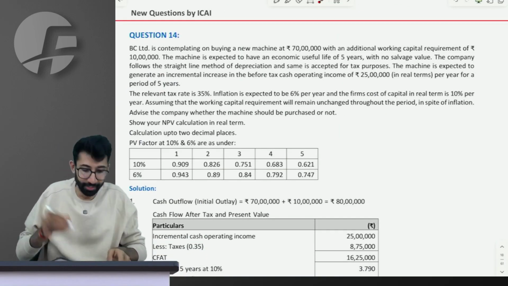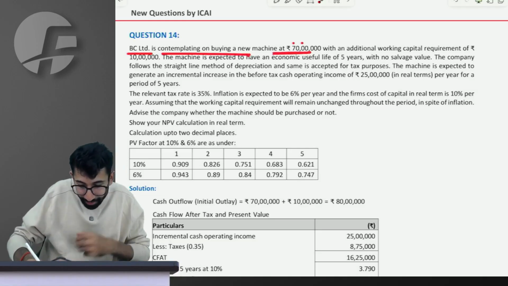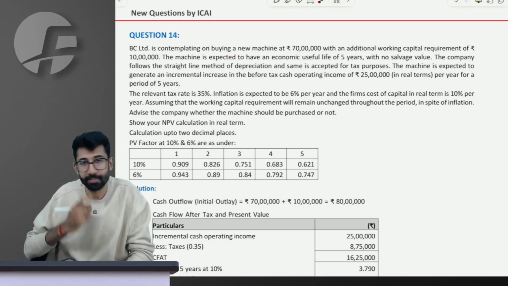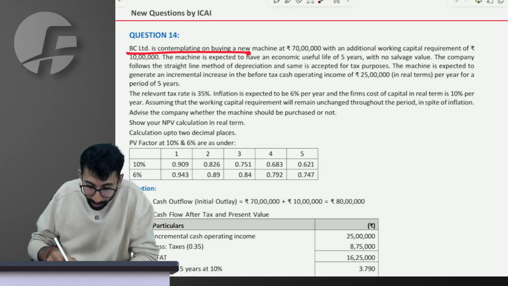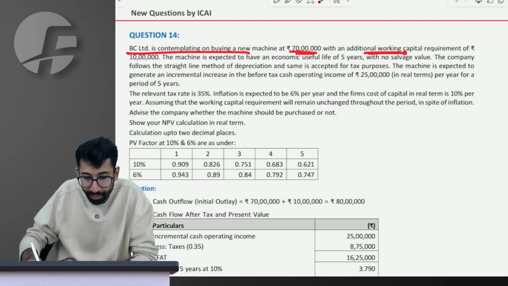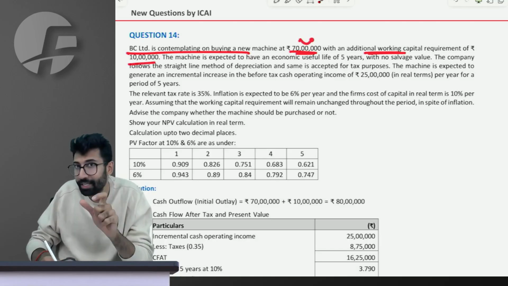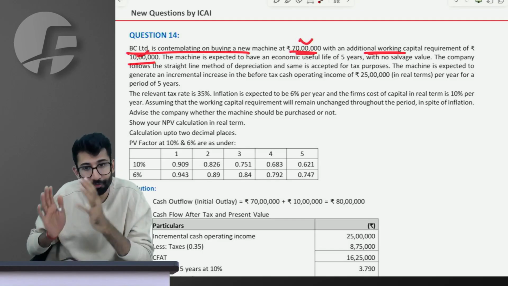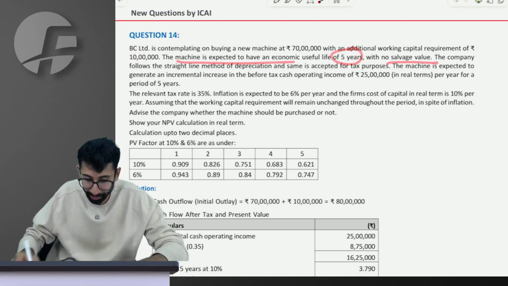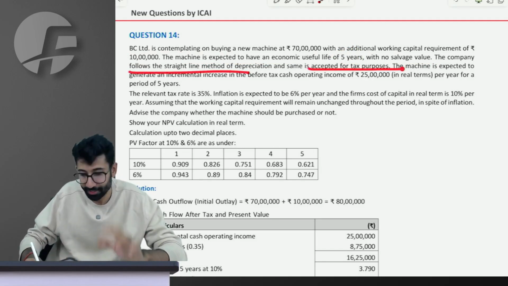What does it say? BC Limited is contemplating buying a new machine at 70 lakhs with additional working capital requirement of rupees 10 lakhs. So I need to invest 70 lakhs in a new machine, and additional working capital of 10 lakhs is required. Machine is expected to have a life of 5 years, no salvage value, fine. Company follows the SLM method, and it is there for tax purpose as well.